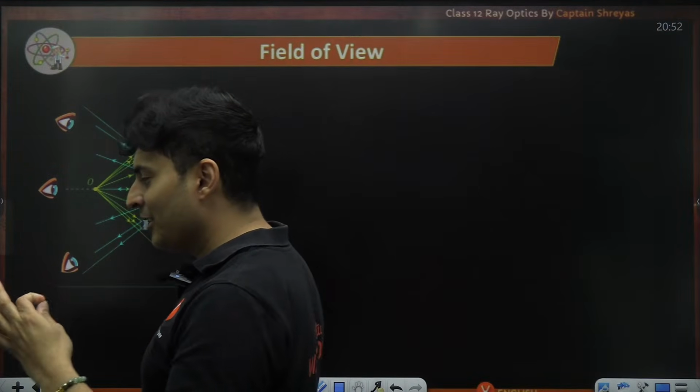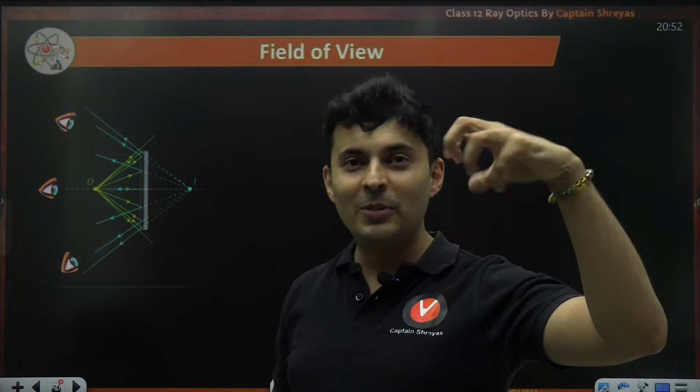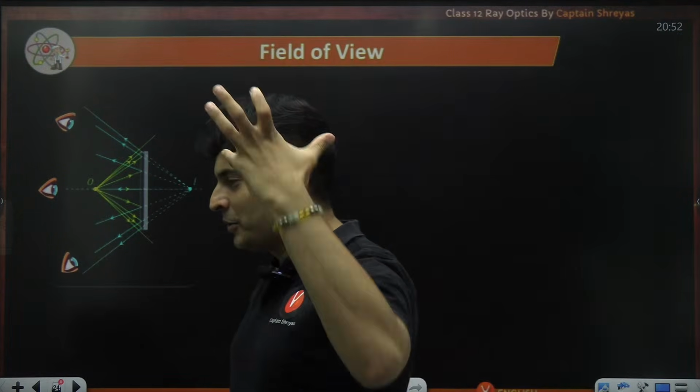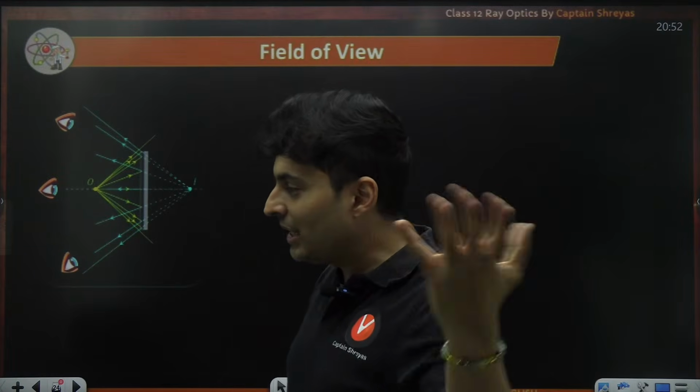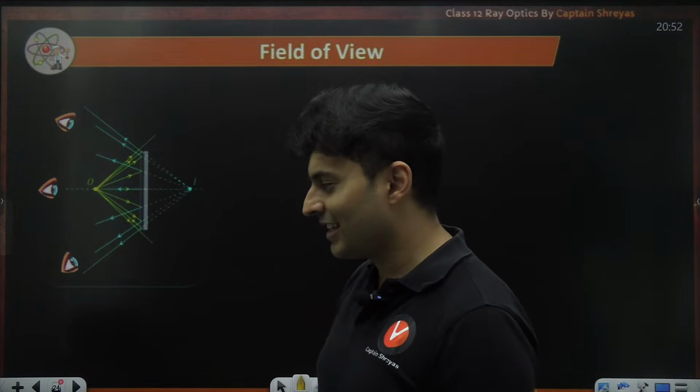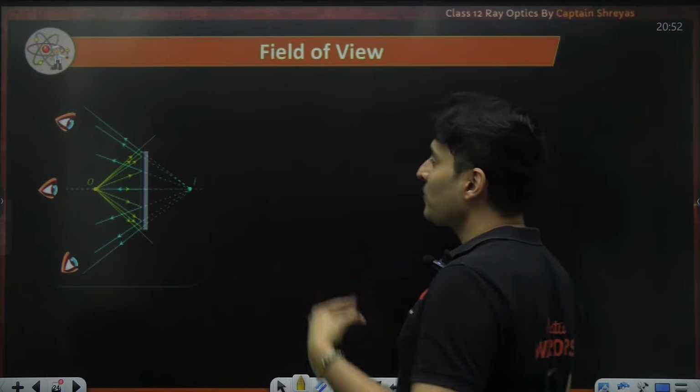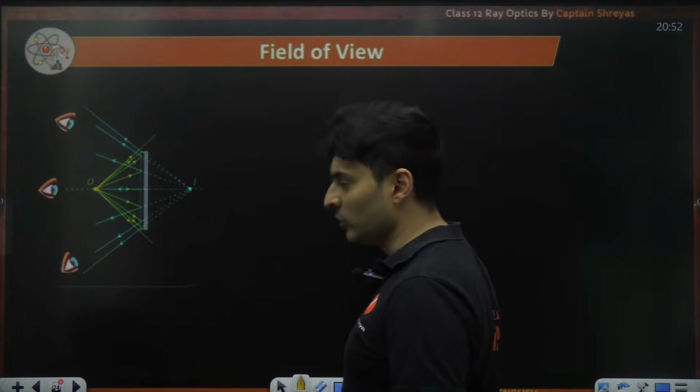So it doesn't. I don't know why you are saying h by 2, because you have some random pre-lecture notions which are there. It is definitely not h by 2. So there comes the concept of field of view.